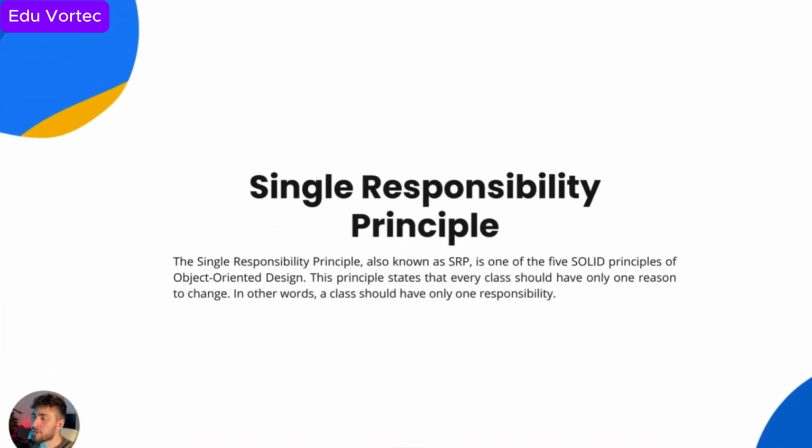The single responsibility principle, also known as SRP, is one of the 5 SOLID principles of object-oriented design. This principle states that every class should have only one reason to change. In other words, a class should have only one responsibility. Why is this important? Having a class with multiple responsibilities can lead to a class that is hard to understand, maintain, and test. When a class has multiple responsibilities, changes to one responsibility can impact other responsibilities, making the class more prone to bugs and errors.